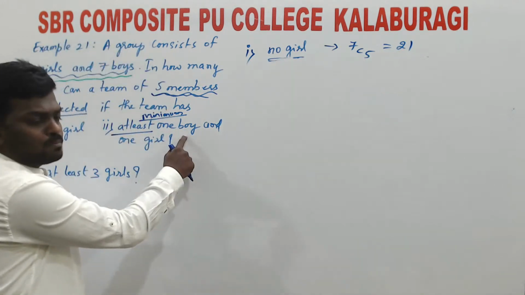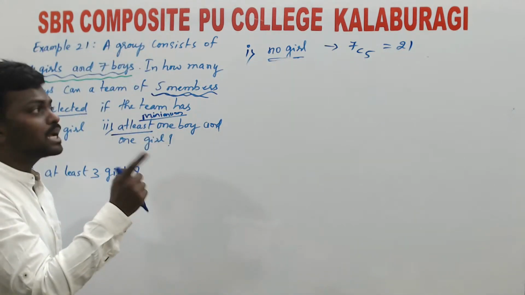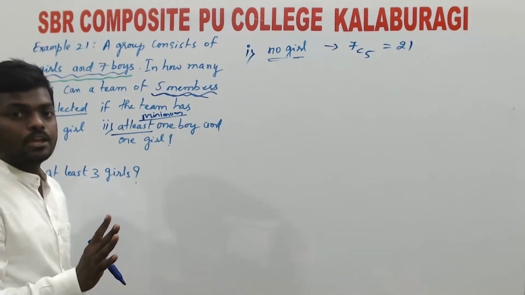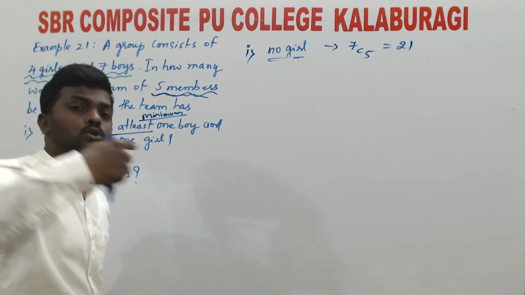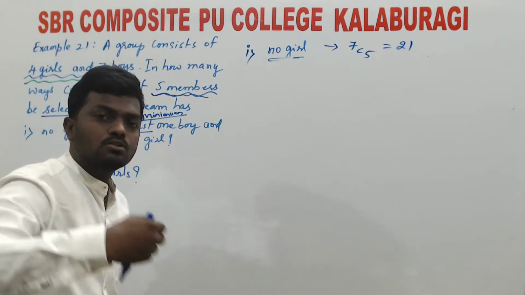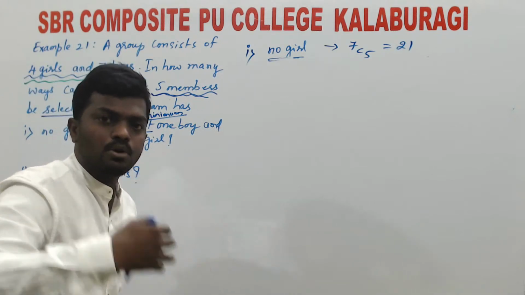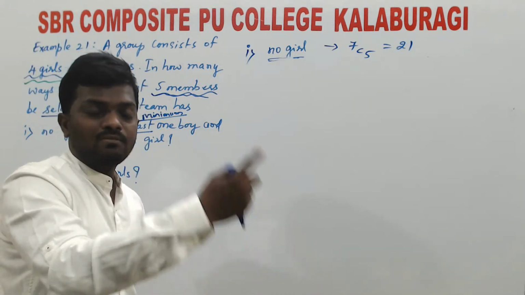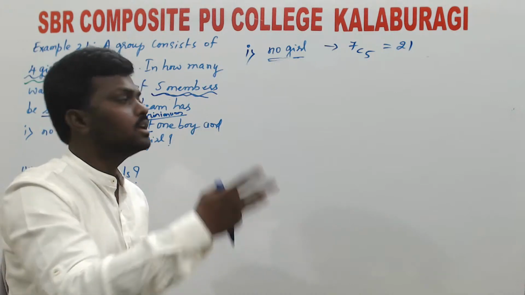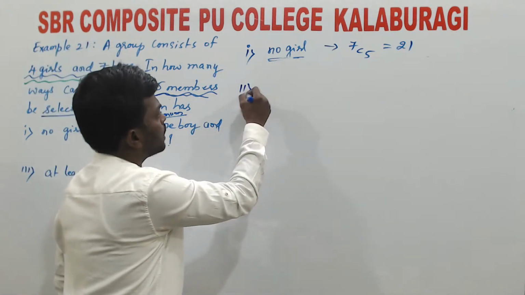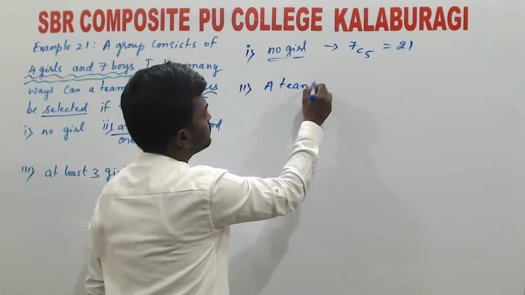So minimum one boy and one girl must be compulsorily present. So a minimum one boy means the team can consist of two boys also, three boys also, four boys, five boys, six boys, seven boys, eight boys. And we have to look at the question also, where to stop the counting. Okay, so now we shall see.